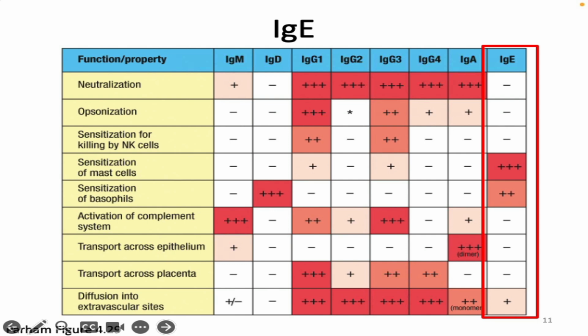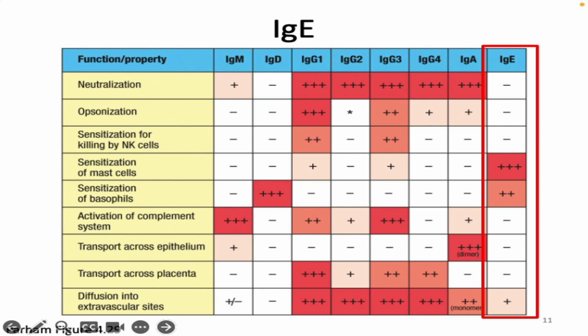When you look at this table and think about IgE, what do you see as the unique standout feature of IgE? Yeah, David. It activates other immune cells, specifically mast cells and basophils. Yeah, it really is key for activating mast cells. And so IgE is the one that activates mast cells.